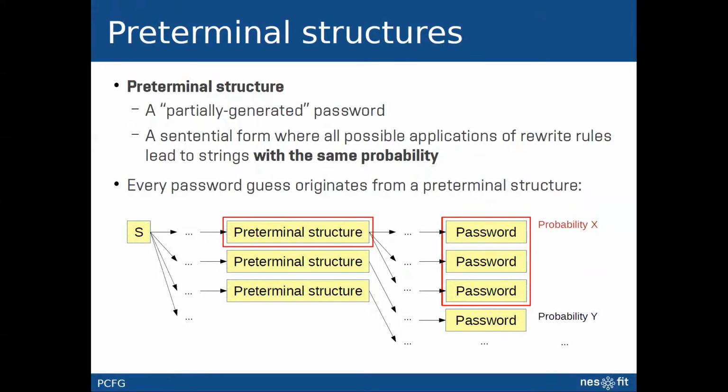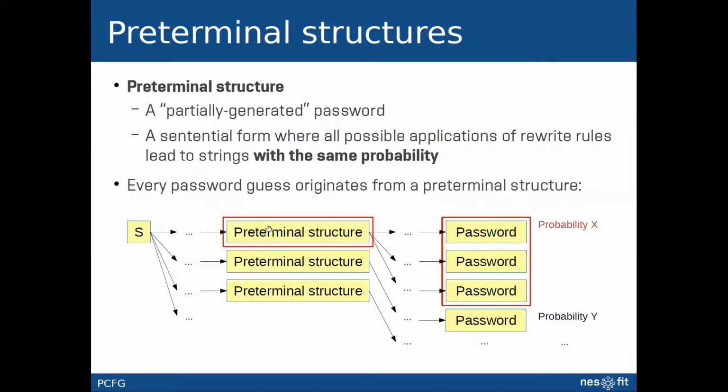The idea is to use the existence of so-called preterminal structures. So what exactly is a preterminal structure? It's a sort of partially generated password. Concretely, it's a sentential form where all possible applications of rewrite rules lead to strings with the same probability. So every password that you generate from this grammar originates from some preterminal structure. This illustration shows it. Here you can see the start non-terminal; by different rewrite steps, you sooner or later proceed to one of these preterminal structures.